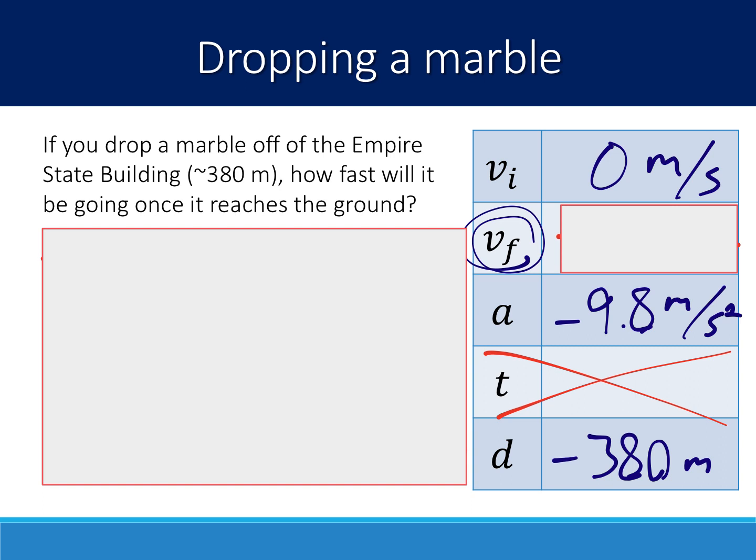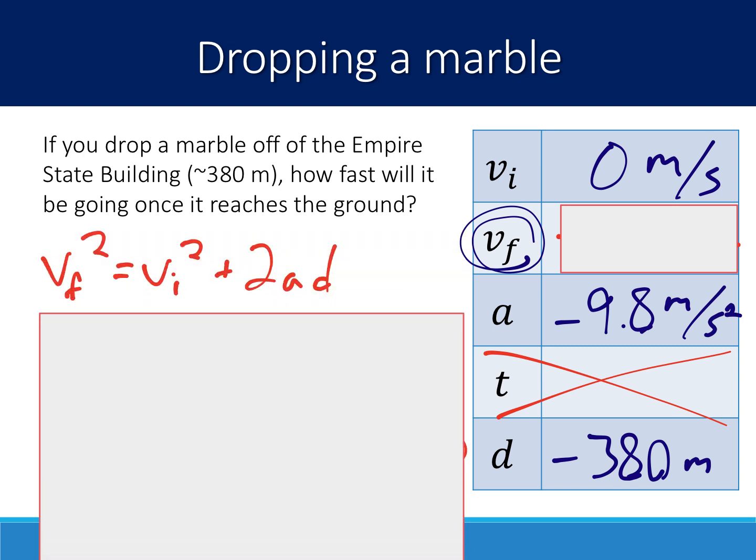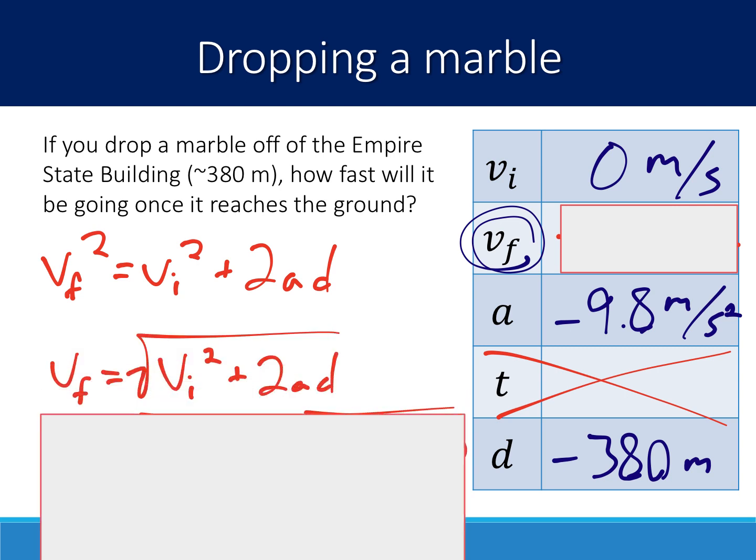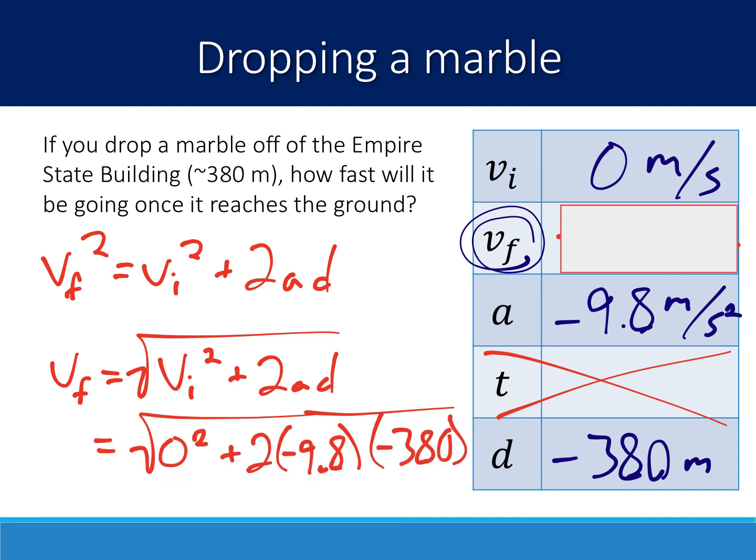The direction matters. Now, I'm going to review the equations, and the one I'm going to pick is this one. I don't know the time, so this is my best option if I don't know the time. So I'm going to substitute in the things I know and solve for final velocity. The initial velocity is 0, so I can substitute that in. And then I'm going to substitute in my other values, being careful, especially in this one, with the signs.